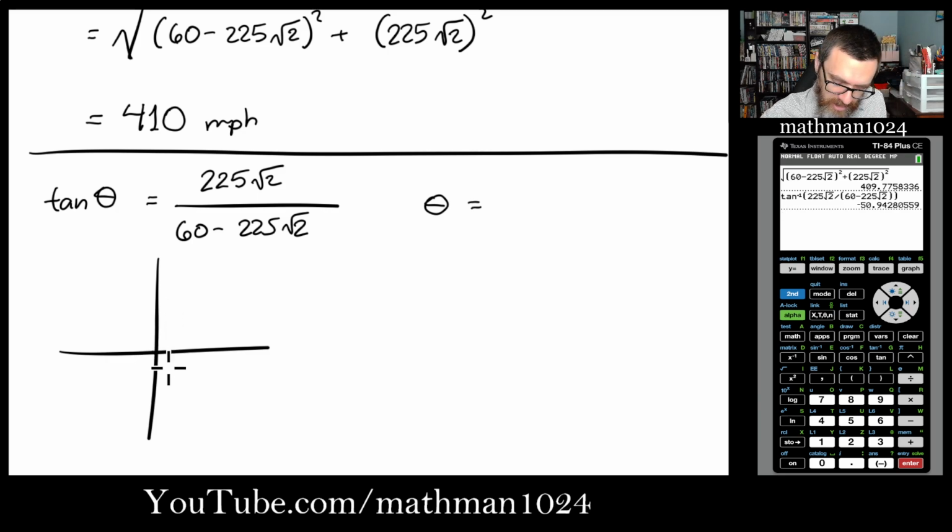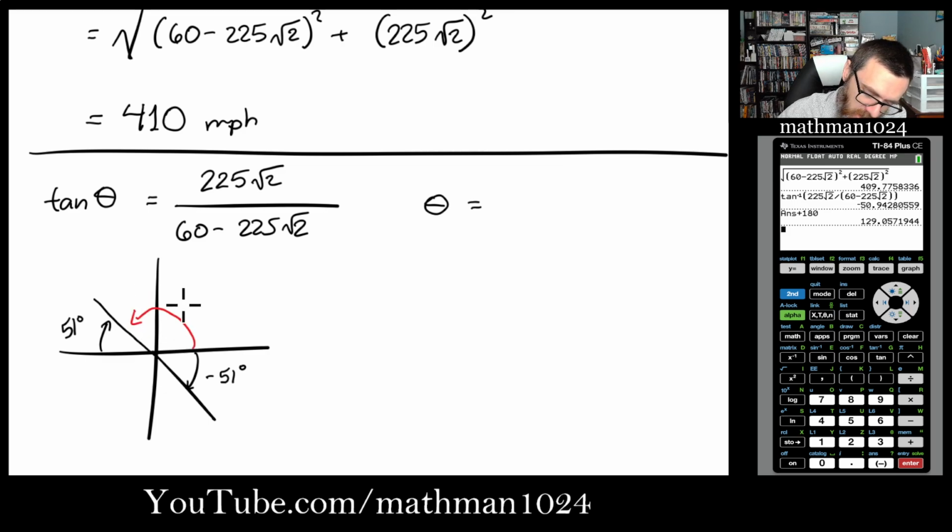Well, it means that this guy right here is negative 51 degrees. It's like your reference angle, right? Which means the actual one is going to be like this, 51 degrees up from that. So we just do a bit of basic math. We can really just take this guy and add 180 to it, and we get that it's about 129 degrees. So from here to here is 129 degrees.